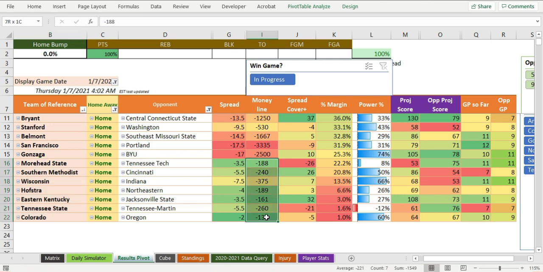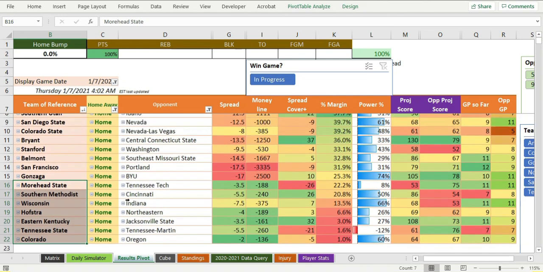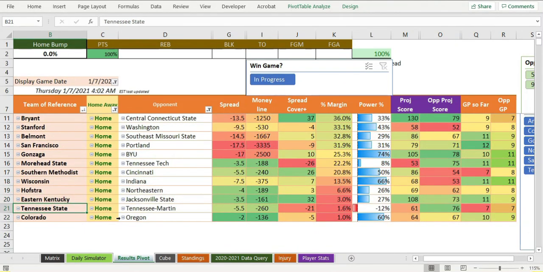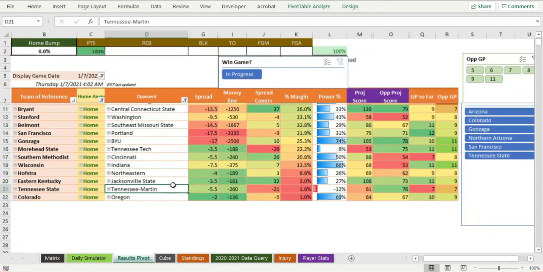And these lines are not that bad. I mean, they're all together. Morehead State, Southern Methodist, Wisconsin, Hofstra, Eastern Kentucky, Tennessee State. Tennessee. Did we want to go against Tennessee? Or is it different Tennessee Tech? I don't even know. There's too many Tennessees. How many Tennessees we got?